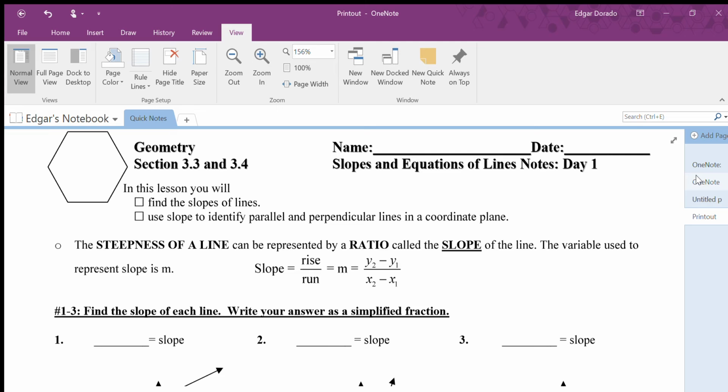In today's lesson, we're going to find the slopes of lines and use the slope to identify parallel and perpendicular lines in a coordinate plane. All right, let's get started right away.